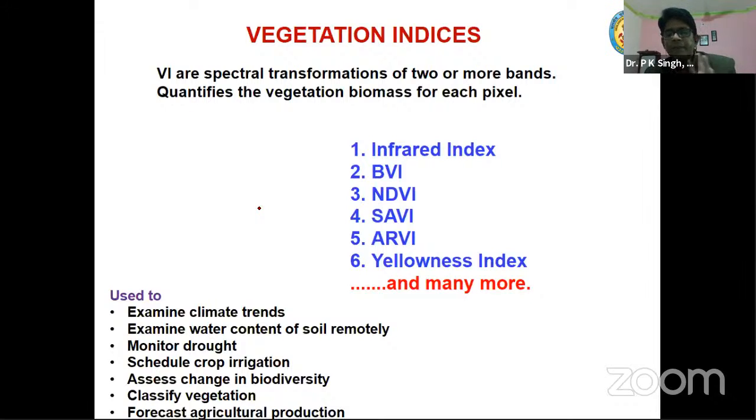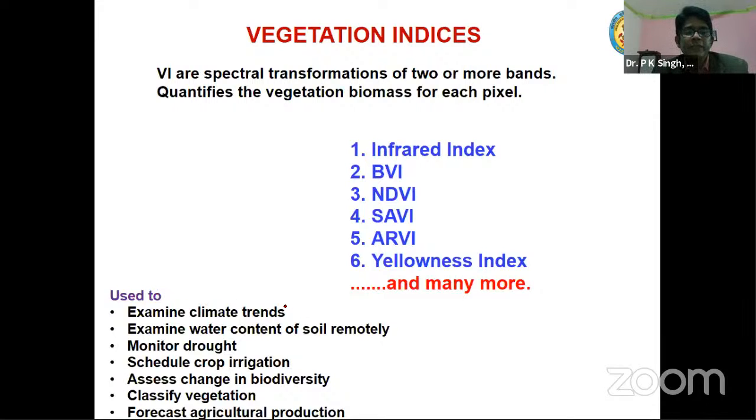But fundamentals you must know: how they are prepared, why they are prepared, what sort of information you can extract from them. See, first one is infrared index, BVI, NDVI, SAVI, ARVI, yellowness index, and many more. What are they used for? I will be discussing one by one. Some of them I have taken.